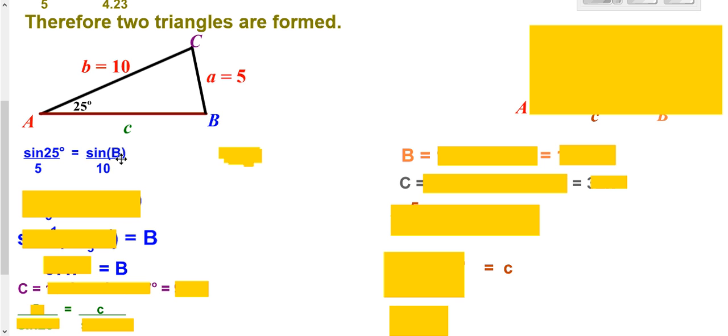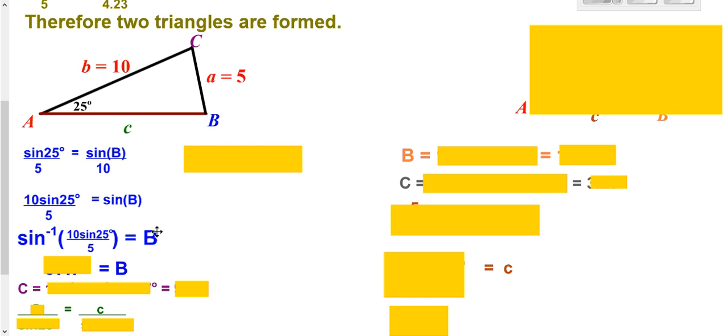Now I need to try to get B by itself. So I've got to get rid of the dividing by 10, so multiply everything by 10. Now I have to get rid of the sine. So to undo sine, I need to take the sine inverse of both sides. So this is my calculator-ready form. I'm going to type that into my calculator, and then I get my answer of 57.7.